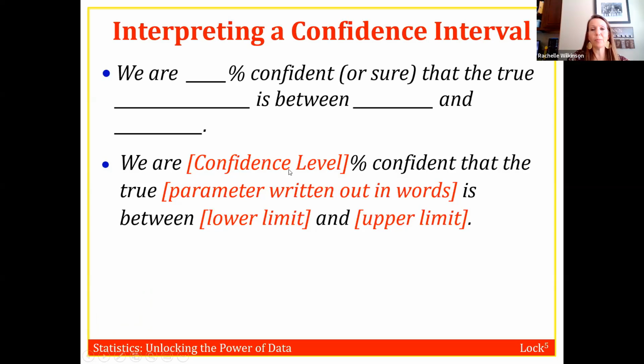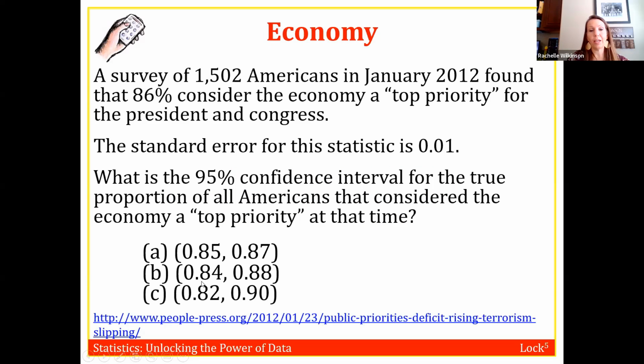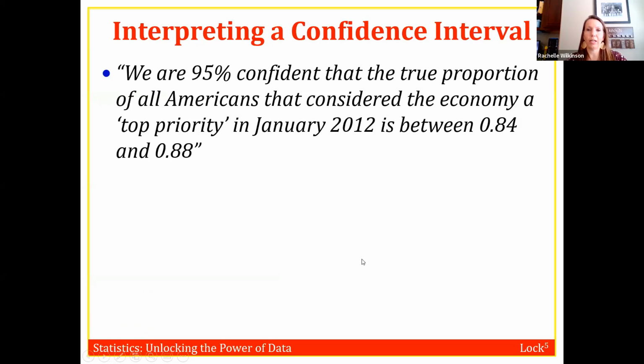So I'm going to say we're 95% confident that the true proportion of all Americans who consider the economy a top priority, and then I'll say is between, and I'm going to put 0.84 and 0.88, or you could write 84% and 88%. So here it is all written out for you. We're 95% confident that the true proportion of all Americans that consider the economy a top priority in January 2012 is between 0.84 and 0.88. And that's it.